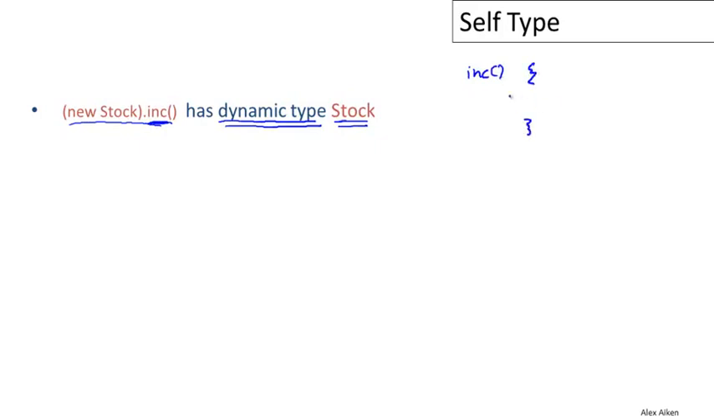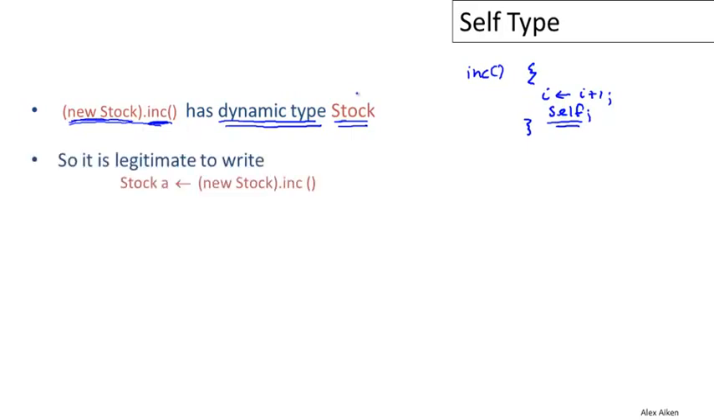I'm going to leave out the types, but it was I gets I plus 1, and then it returned the self object. So it's definitely returning whatever object is passed in here at the dispatch point. So it's returning something of dynamic type stock. And so this program will actually run. If you didn't have type checking, you could run this and it would work just fine. This would produce a dynamic stock object and it would store it into the stock variable.